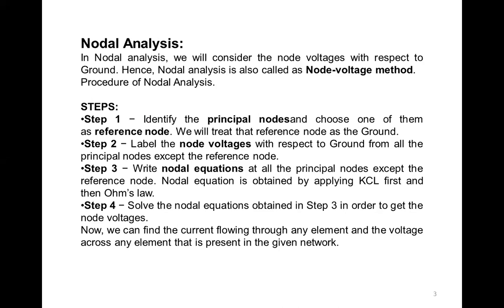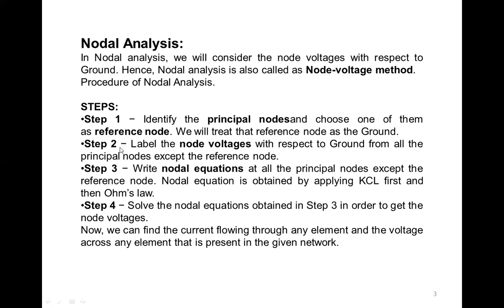There are 4 steps in nodal analysis. I will revise them and then we can start to solve further examples. So the first step is to identify the number of principal nodes present in the given network, and treat one of the nodes as a reference node or ground. Step 2: label the node voltages with respect to ground. If any principal nodes are present, we have to give them node voltage names like V1, V2, V3.